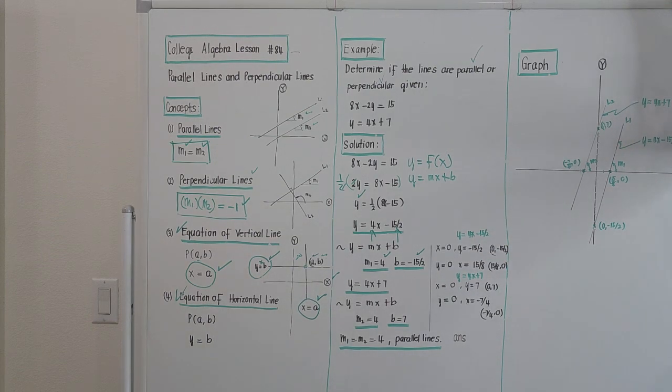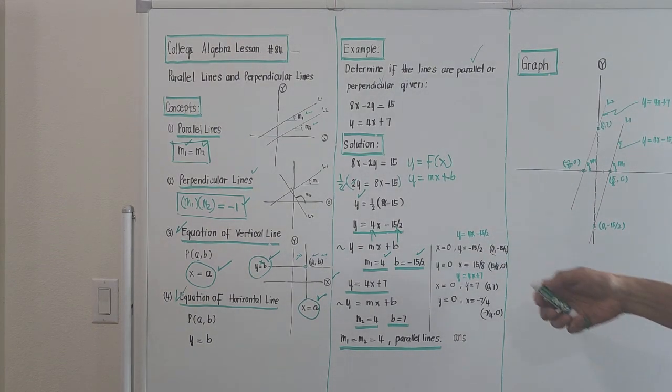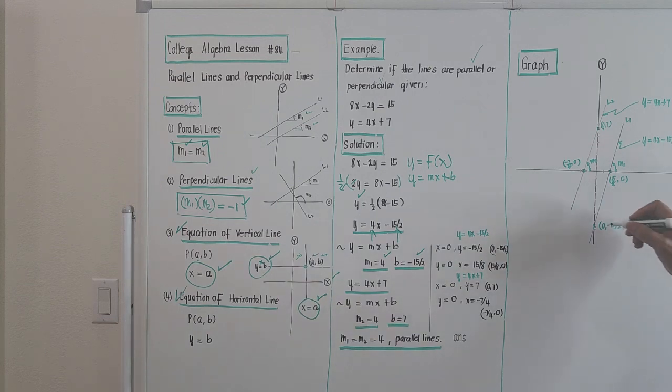15/2 is 7.5. The location of the y-intercept is actually at this point here. This is almost negative 7.5: 1, 2, 3, 4, 5, 6, 7.5. Okay? And x here is 0. That's the y-intercept of the first line.